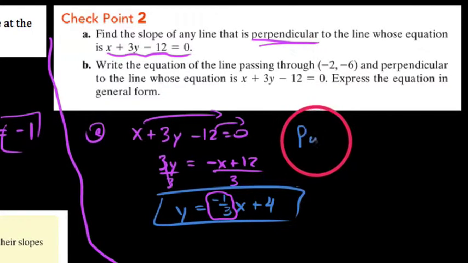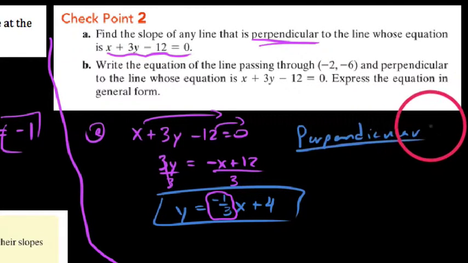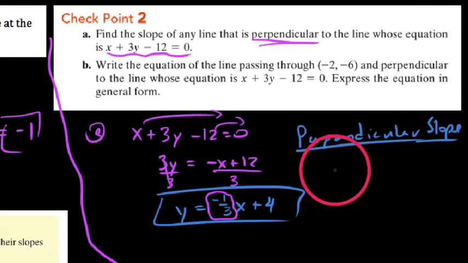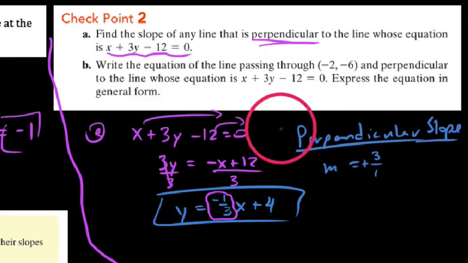So a perpendicular slope to the line that you gave us would have to be equal to positive 3 over 1. I'll even put a positive just to be explicit here.